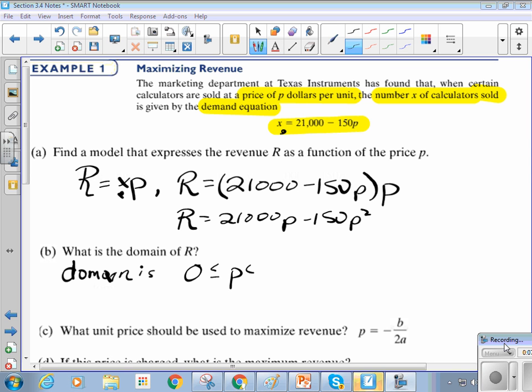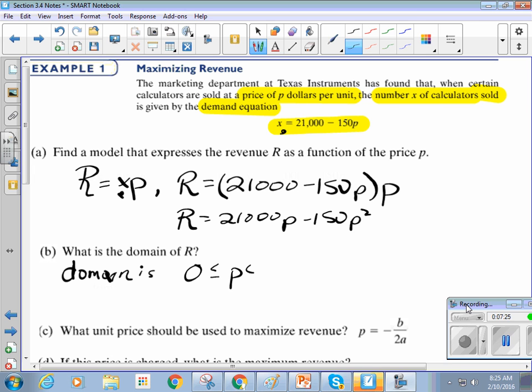and I don't know if we're going to be less than or equal to. So what is the biggest price we could possibly put in for our domain? Give you guys a second to think about it.